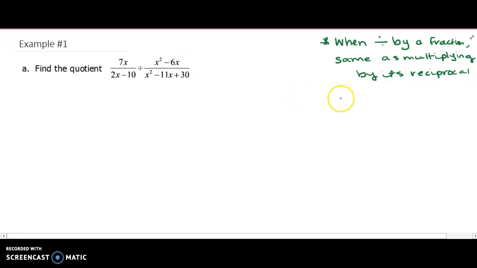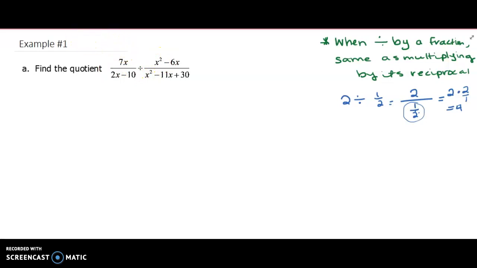So to put that in more math terms, say I have 2 divided by 1/2. We could also write that as 2 over 1/2. Now when we divide by a fraction, it's the same thing as multiplying by the reciprocal. So this would be the same thing as 2 times 2 over 1, which is 4. Okay, so we're going to do the same thing as here.